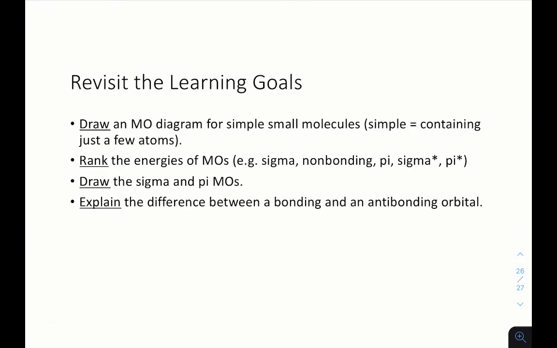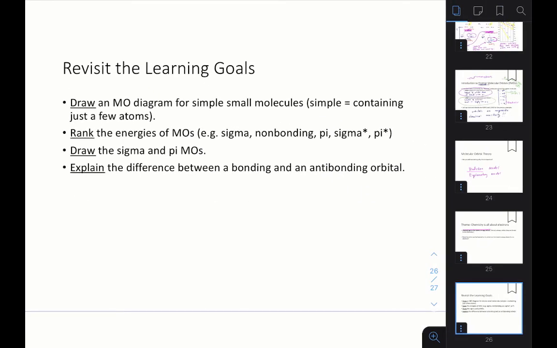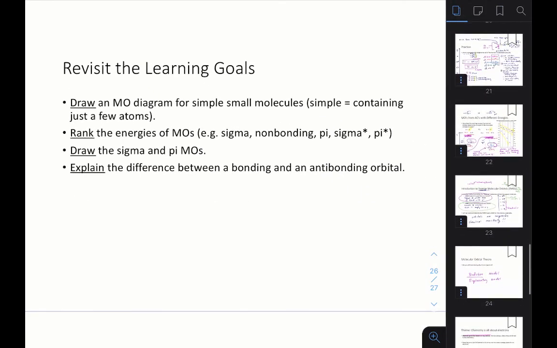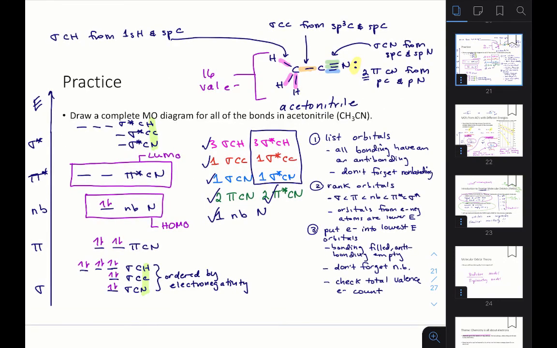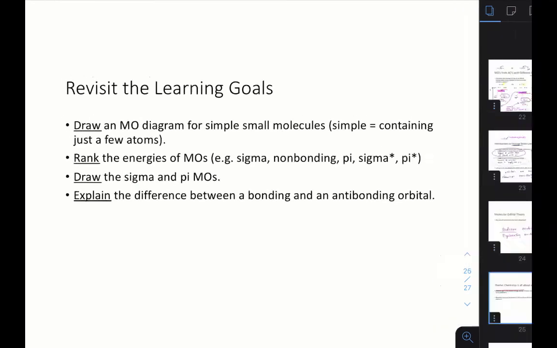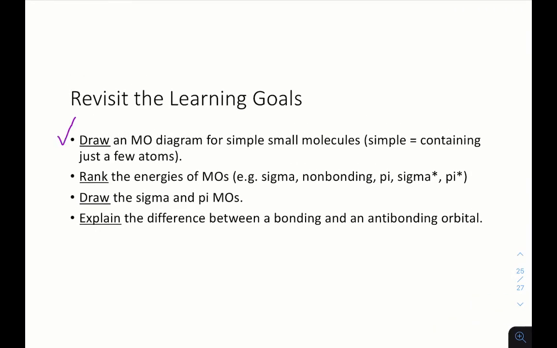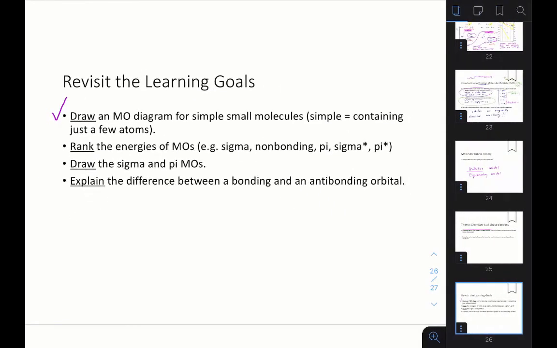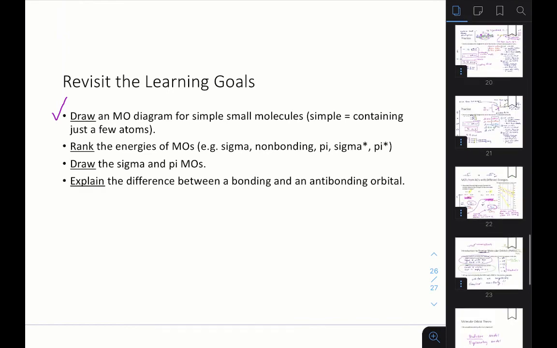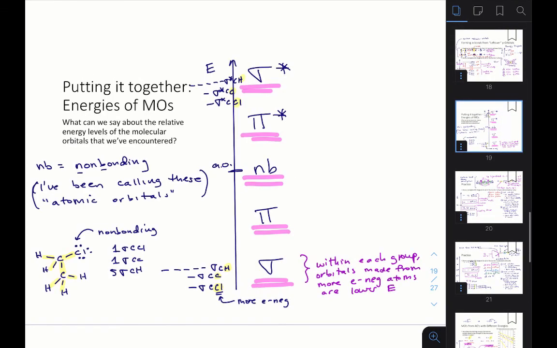Summarize the learning goals. Can we draw molecular orbital diagrams for simple, and by simple I do not mean easy. It is not easy. I just mean small molecules that contain few atoms. Yes, you can do it. We did some examples here. Please live, learn, love these steps, and you'll be able to achieve this goal. Next, rank the energies of molecular orbitals. Yeah, you can do that. We've been talking about it. We just talked about it, right?